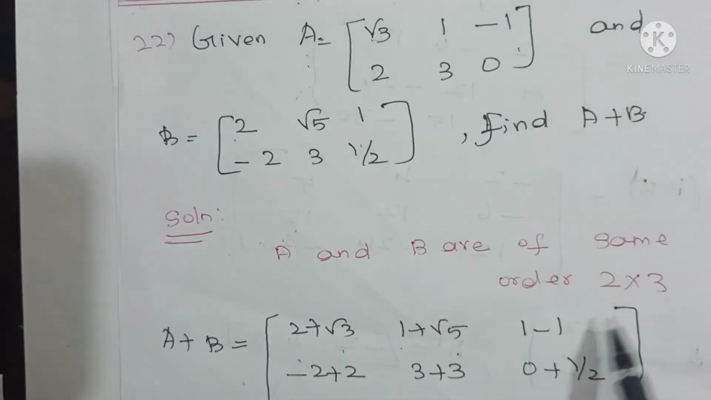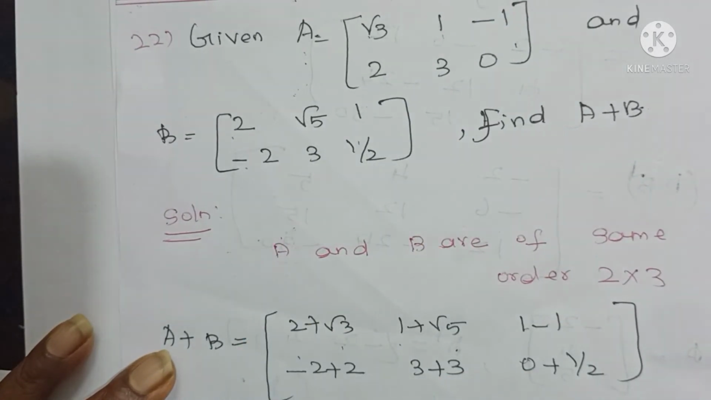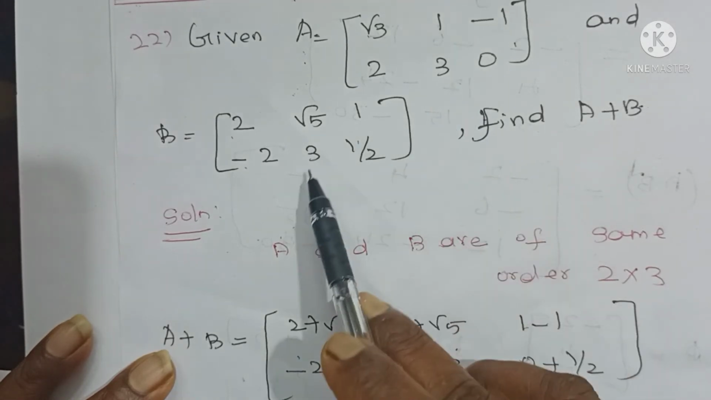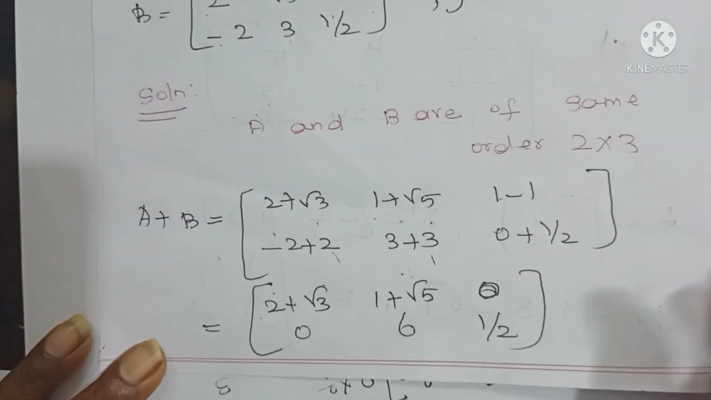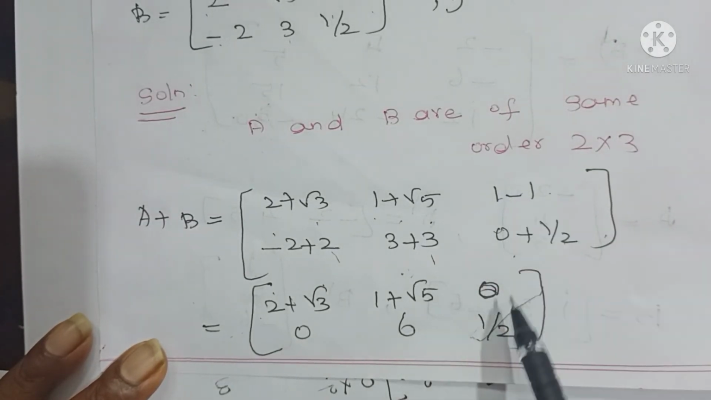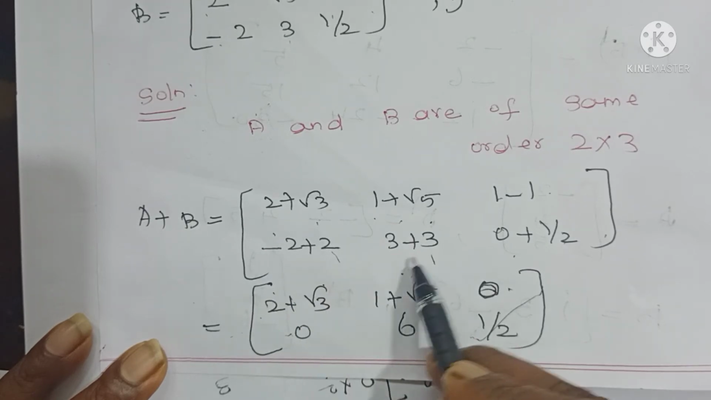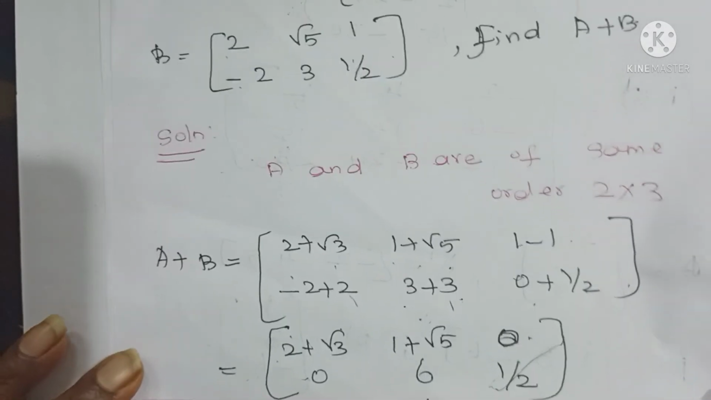Here minus 1, 1. 1 minus 1. Here 2, minus 2. Here minus 2, minus 2. Then 3, 3, here 3 plus 3. Then here 0, 1 by 2, 0 plus 1 by 2. Which is equal to, here 1 minus 1, 0; here also 0 will come; here 3 plus 3, 6; other numbers same. So this is the answer.